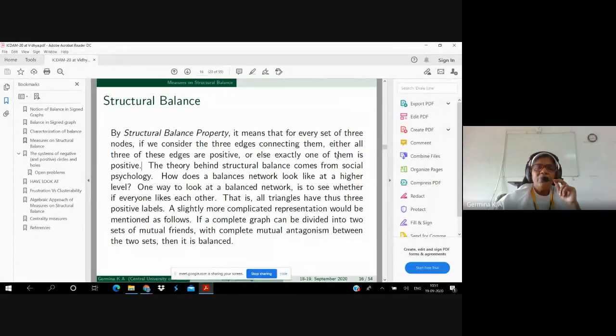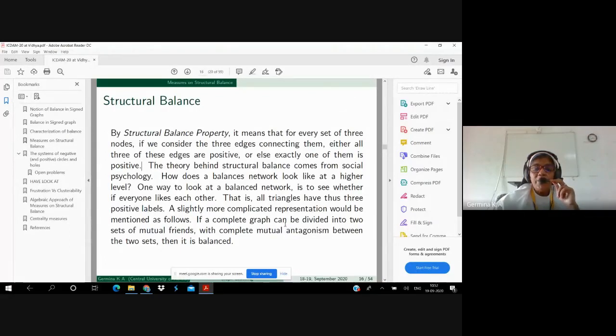You know that a triangle is again a cycle. If exactly one of them is negative, you will get the product negative, so it is a negative association. The theory behind structural balance comes from social psychology. How does a balanced network look at a higher level? One way to look at a balanced network is to see whether everyone likes each other, that is, all the edges are positive. That is, all triangles have three positive labels.